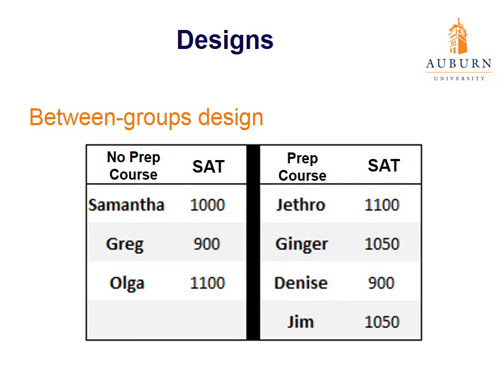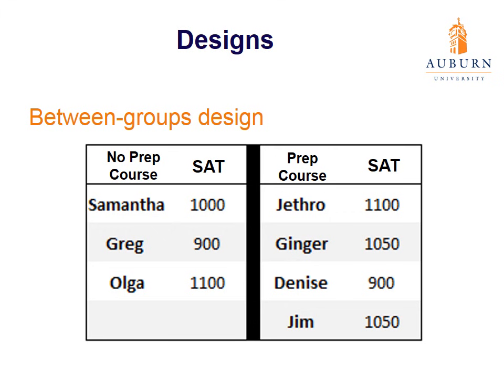So there's no way that we can compare, let's say, Samantha's scores with Jethro's scores. They're completely two different people from different families. There's no genetic or environmental similarities or relationship that we compare together. They're completely independent individuals. And the order necessarily doesn't matter either. We can have Samantha, Greg, Olga, or Greg, Samantha, Olga. It doesn't really matter the order in either of the groups because they're completely independent of each other. So this would be a between groups design.